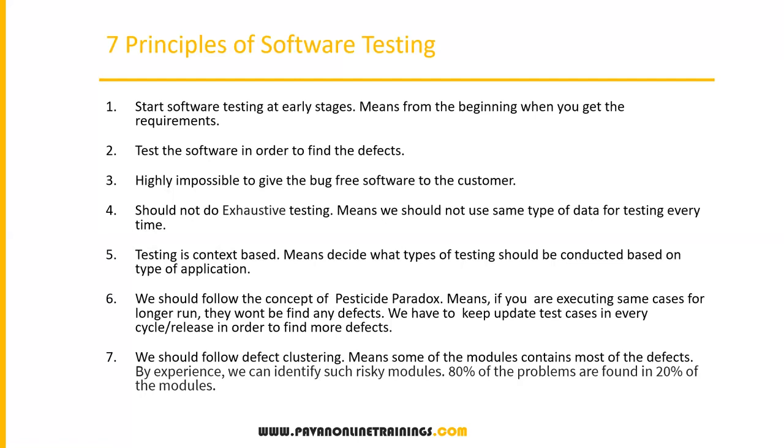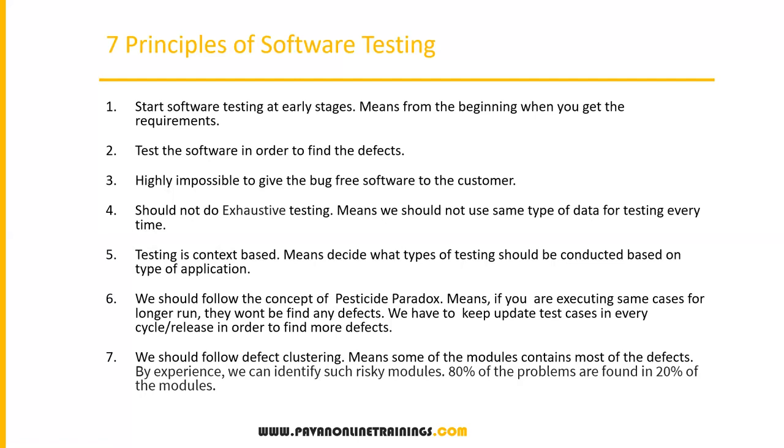Valid username, valid password; valid username, invalid password; invalid username and valid password. So we have to prepare different combinations of data. Then we can test it. But if you use the same data for testing again and again, that is called exhaustive testing. We should not do that. Every time you have to change the data. That is the fourth principle.